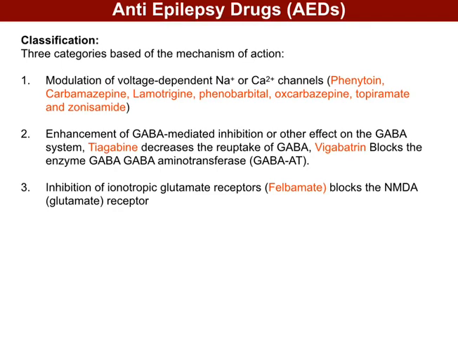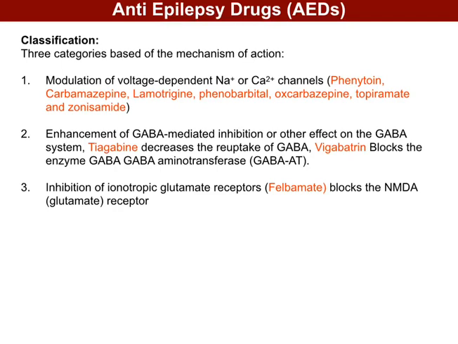This is an important slide and explains the mechanism of action of the anti-epileptic drugs according to their targeted site. For example, phenytoin, carbamazepine, lamotrigine, and others target the sodium or calcium channels, so they are called modulators of sodium or calcium channels. However, tiagabine and vigabatrin target the GABA system. Tiagabine reduces the reuptake of GABA, while vigabatrin blocks the GABA aminotransferase enzyme, and this provides more available GABA to bind to the receptor and slow the electrical signal.